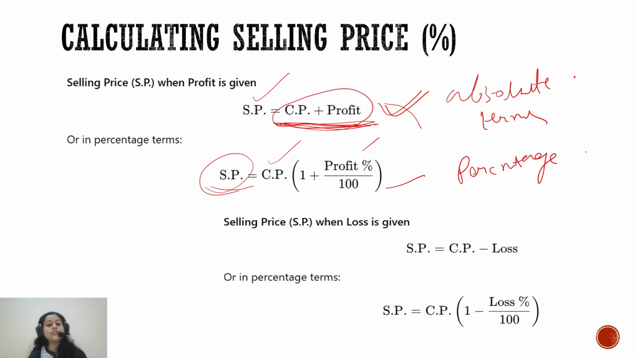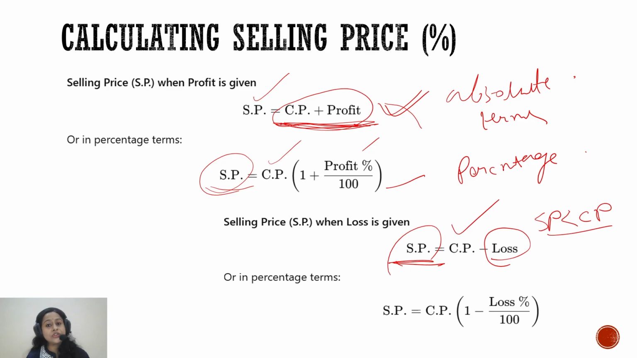Same for loss also. If there is loss after selling the product and you don't know the selling price, but cost price is given, then cost price minus loss will give you the selling price. In this case, selling price will be less than cost price, which I already mentioned in the previous slide, that when there is loss, selling price will be less than cost price.